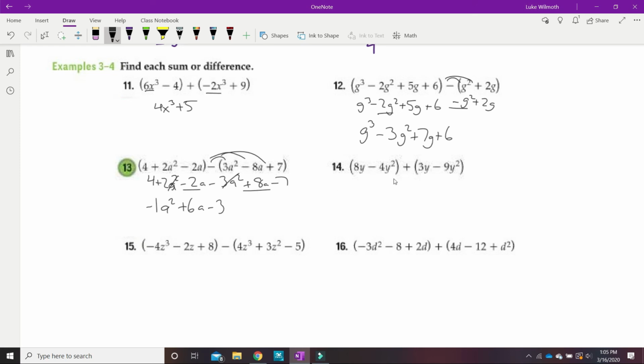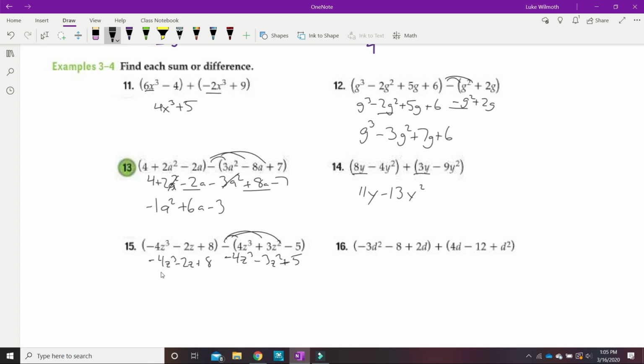This is a plus, so I don't have to rewrite it. 8y combines with a 3y, I get 11y. Negative 4 minus 9 is going to be negative 13y squared. This one is negative, so I have to change all the signs. Negative 4z cubed minus 3z squared minus plus 5. I almost made a mistake. And then I just copied on everything else.